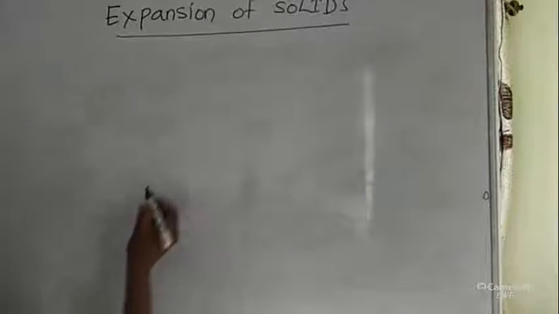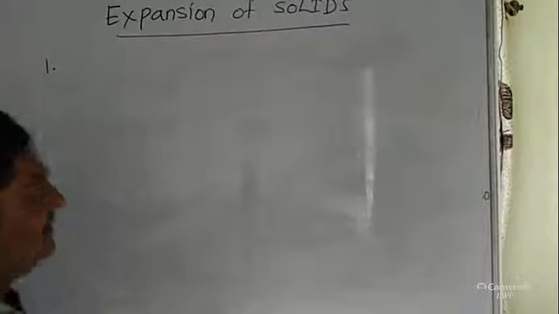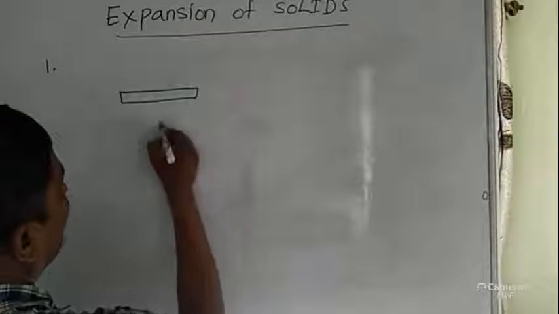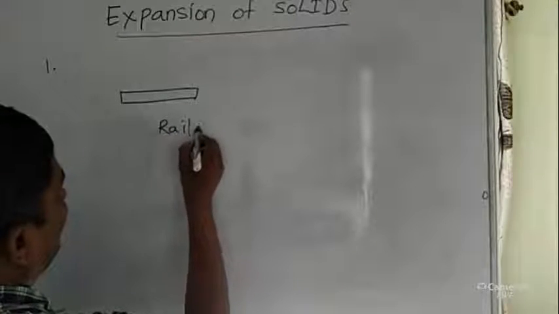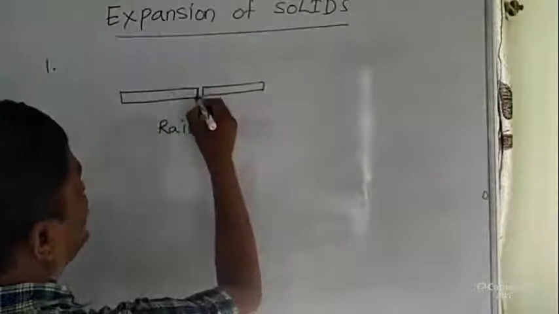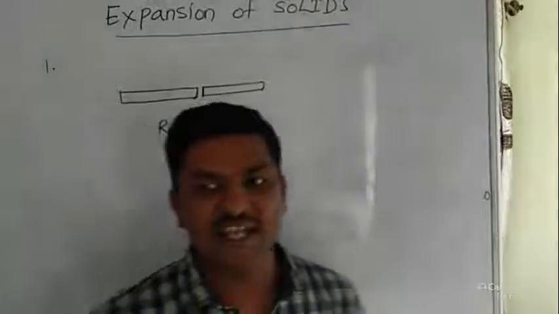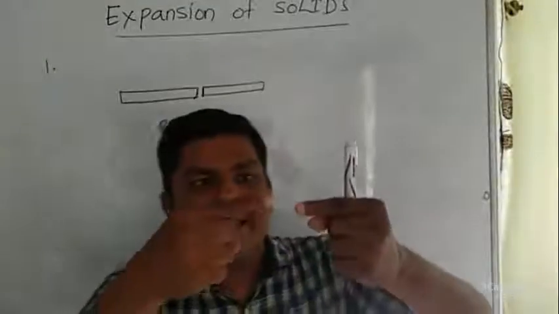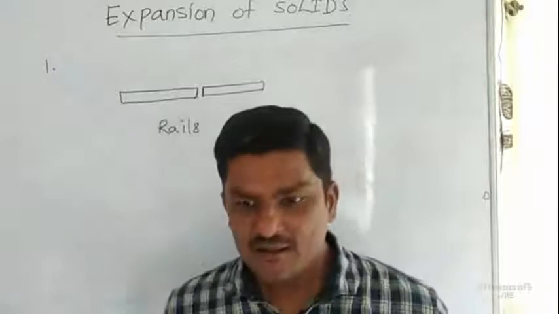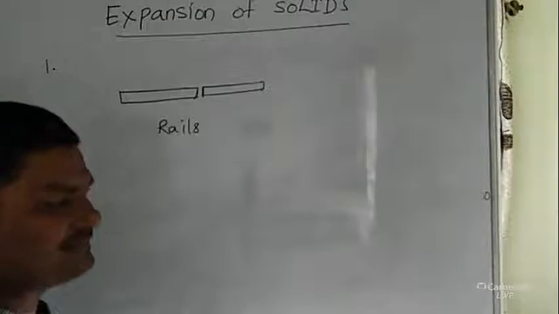The first application. If we observe rails, a small gap is left between the two rails. While constructing a railway track, a small gap is left between the two rails to allow thermal expansion.